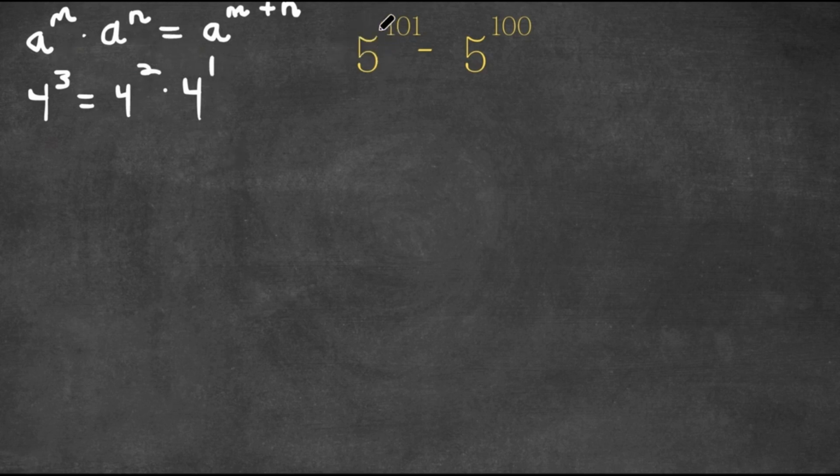So now what I'm going to do to 5 to the power of 101 is rewrite it as 5 to the power of 100 times 5. And 5 is the same thing as 5 to the power of 1. And 100 plus 1 is 101, so now we are going to subtract this with 5 to the power of 100.